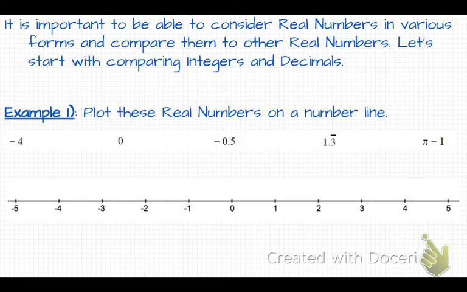So we're going to talk about real numbers. It's important to be able to talk about them in various forms and compare them to other real numbers. We're going to start with integers and decimals. Do you know what an integer is? A number, no decimal, no fraction, just 1, 2, 3, 4, 5, 6, 7, 8, 9, 10. Those are all integers, okay?